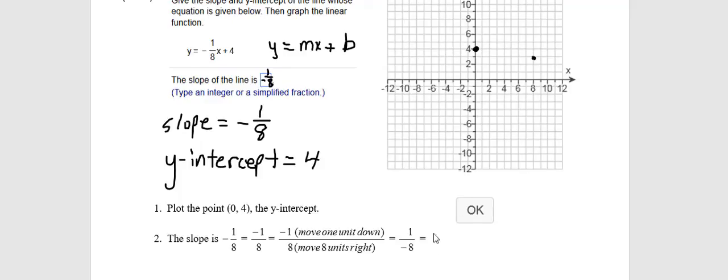I also could think of this as 1 over negative 8. It's another correct way to think of this, which means from the y-intercept, I would move 1 unit up and then 8 units left. And that gives me a different point, but it's still a point on the given line. And notice how both of those points lie on the line. So you can do either movement to get a second point.